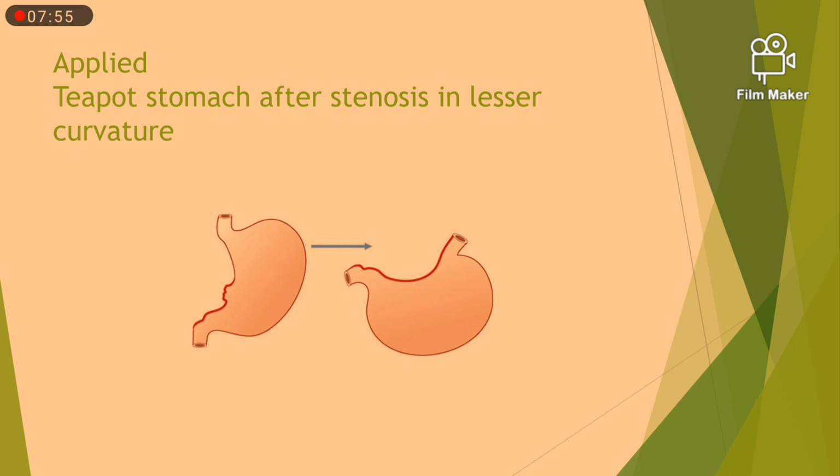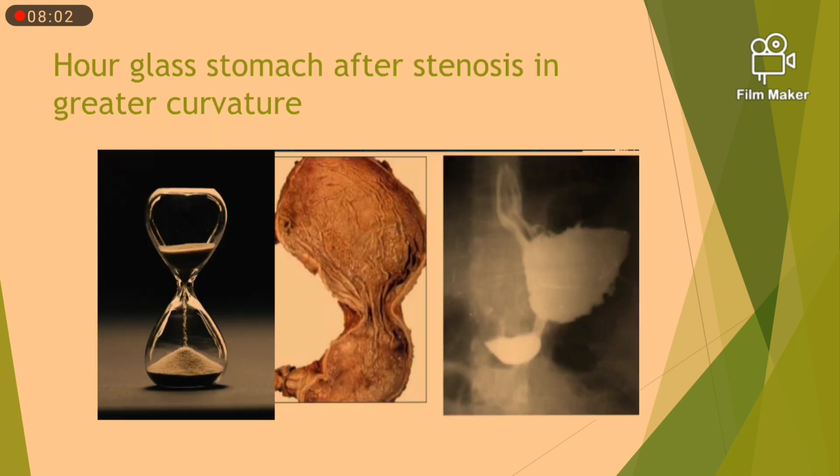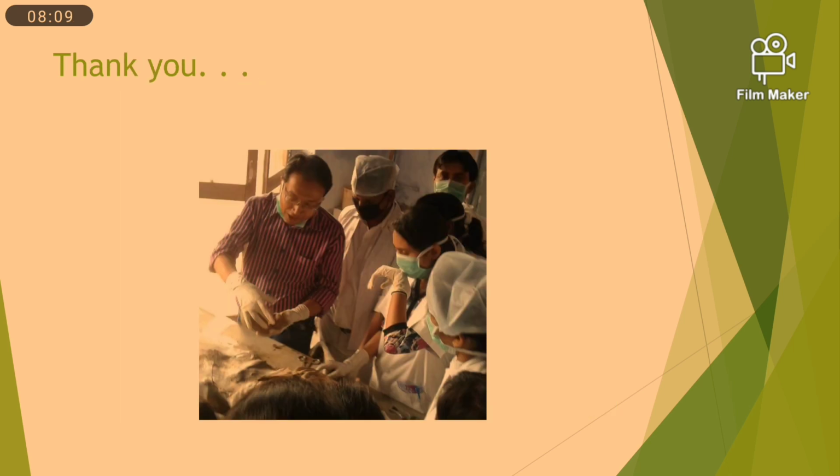This is a teapot stomach, with stenosis around the lesser curvature. You can see this kind of teapot stomach. This is at the greater curvature, if there is any stricture, an hourglass contraction is formed. So thank you.